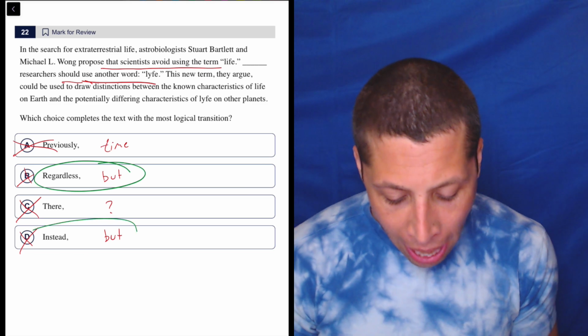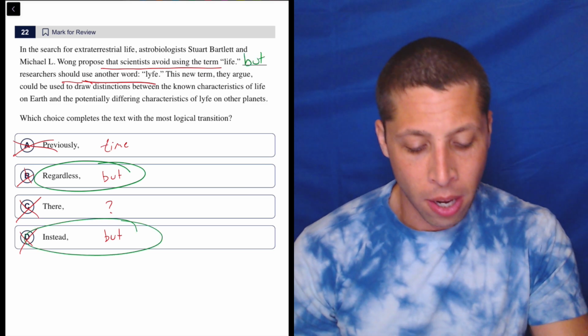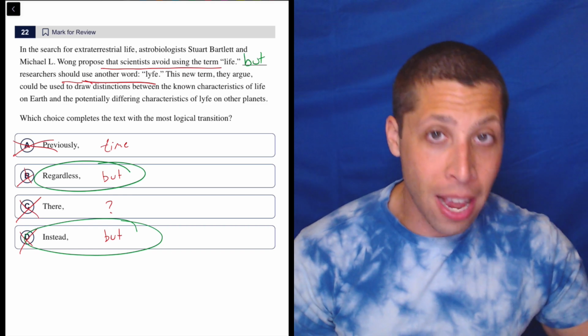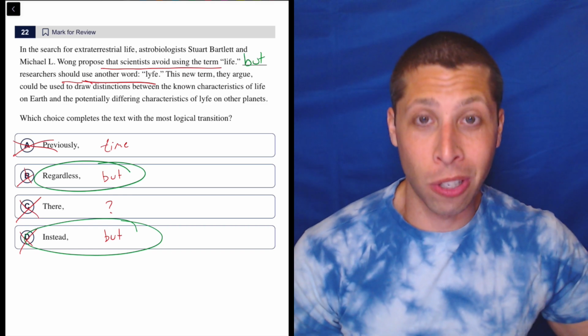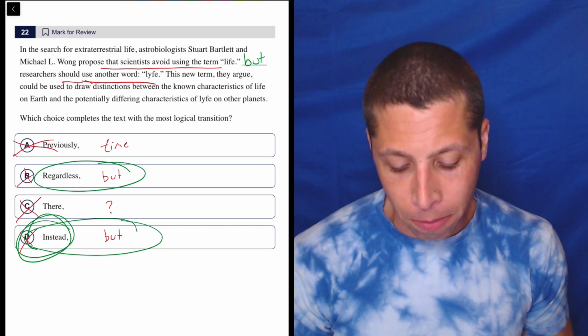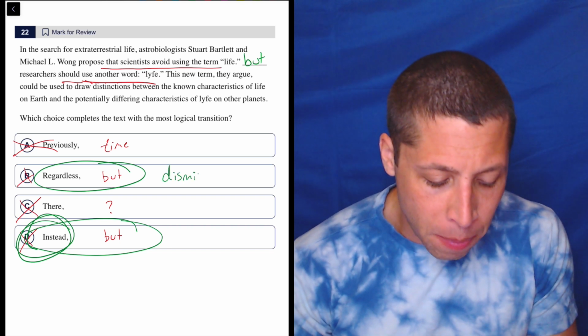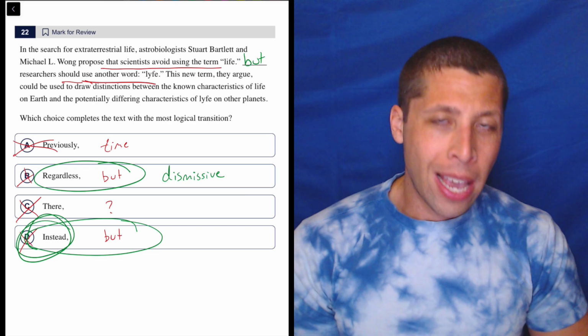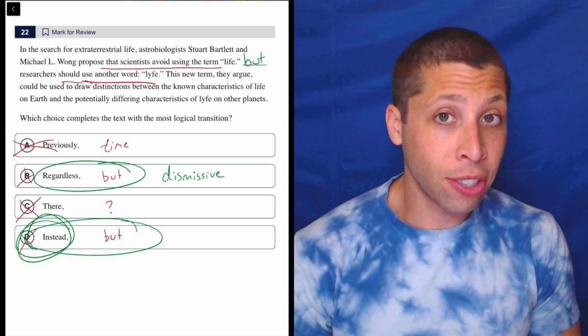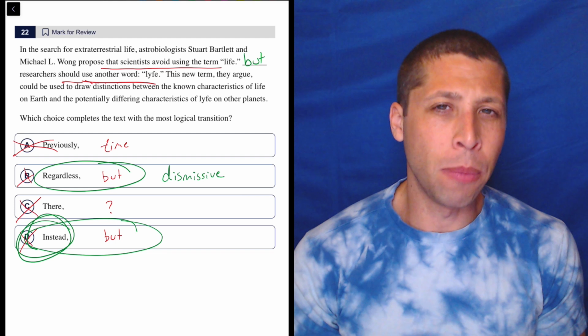So it's got to be one of these two, and that makes sense. We do feel like there is a bit of a contrast here. You should avoid using the term life, but instead, you should use this other word. And there we go. It's instead. That's going to be the one right answer. Now, why not regardless? Well, regardless is a bit of a dismissive word. It almost means like, hey, the thing I just said, ignore it. It doesn't matter. But that's not quite the meaning we're going for here.